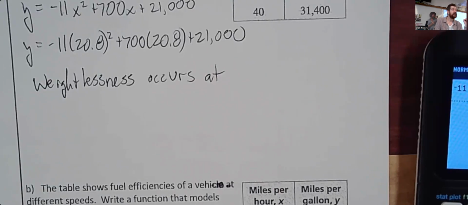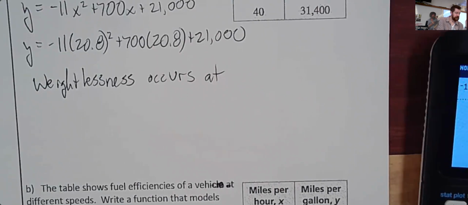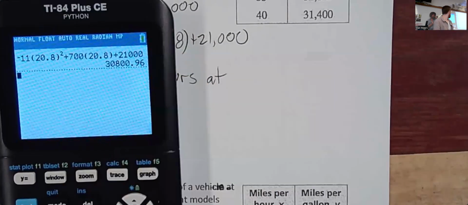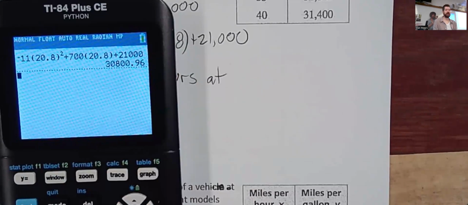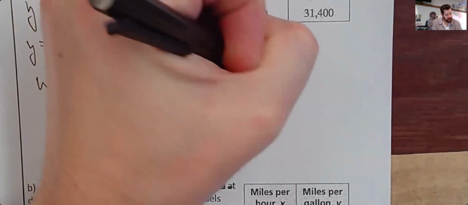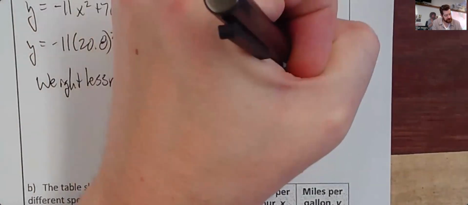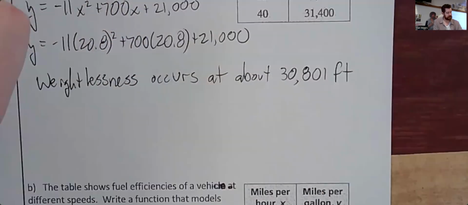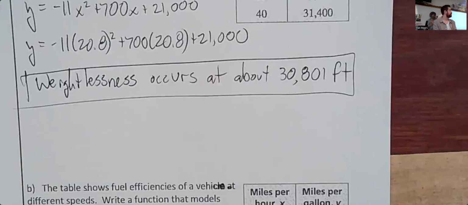What's that? I got a different number. Yeah, I got 30,800 feet. 30,800.96 feet is what I ended up with, which is about 30,801 feet. Yeah. Okay. At about 30,801 feet. Okay, there we go.